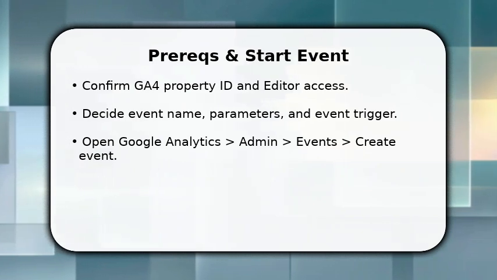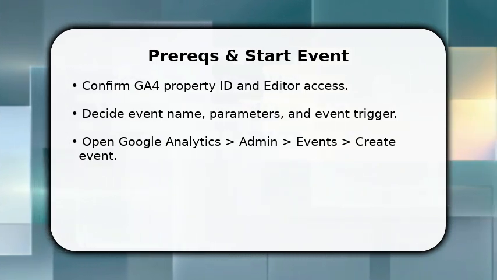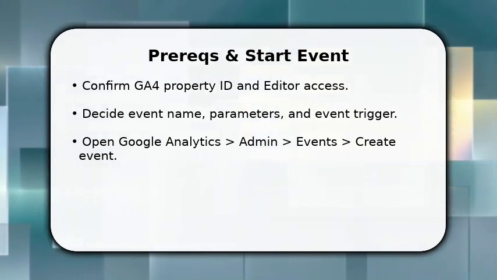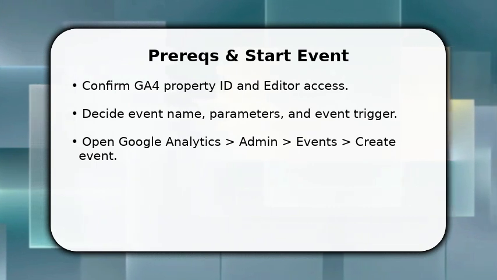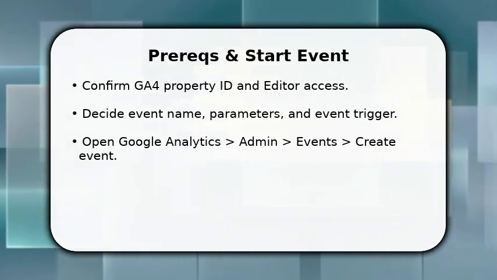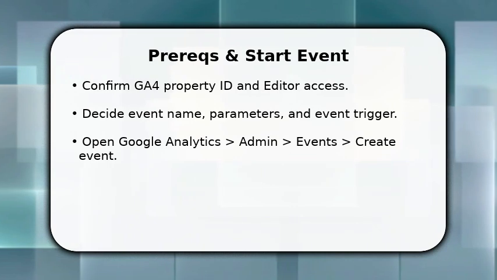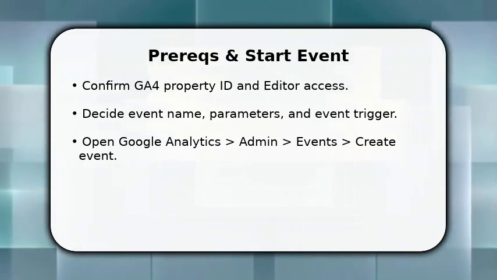Define the trigger condition next. For example, page view with page location contains /signup. Once done, add parameter keys like source and plan so you can segment later. These make analysis meaningful rather than just raw counts.